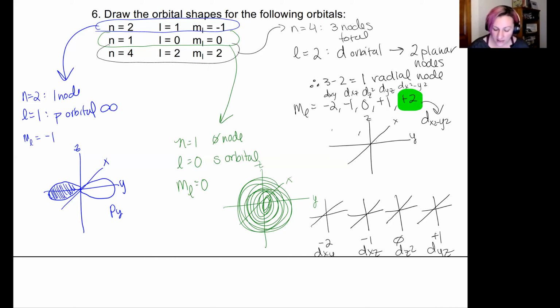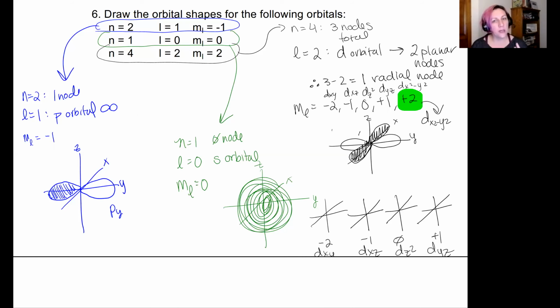Now this is going to line up right along the X and Y axes, which makes it really different from our xy, which goes in between. I'm going to shade in these two right here to show that I understand that there is a difference in phase between these lobes alternating. And that takes care of my two planar nodes, and it shows the dx squared minus y squared shape and orientation. But to deal with the radial node now, I need to show that there is a spherical layer where there's no electron density.